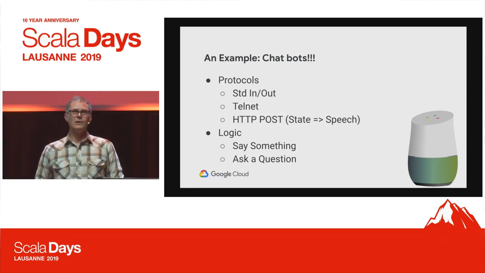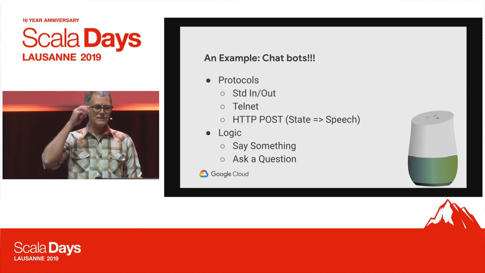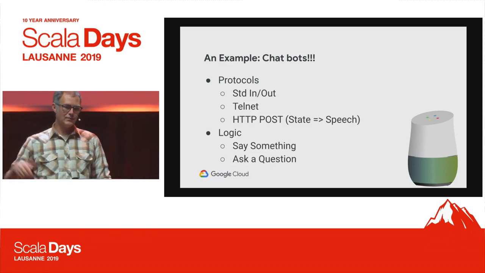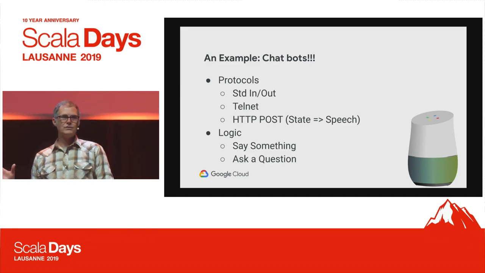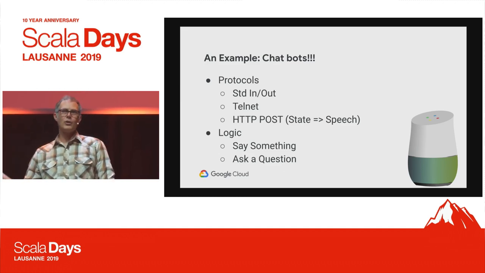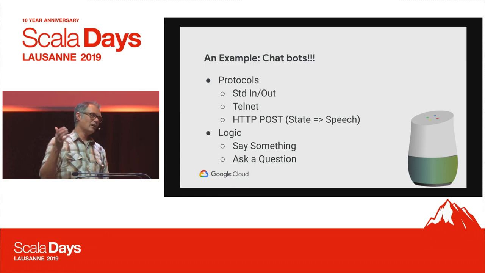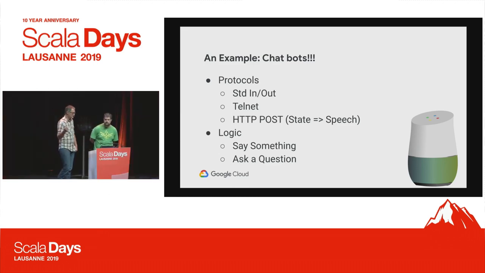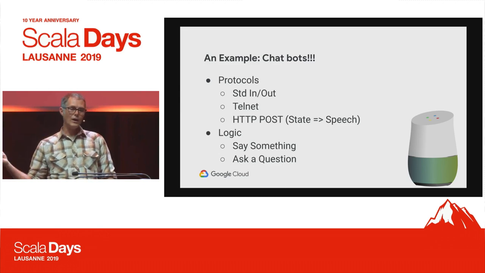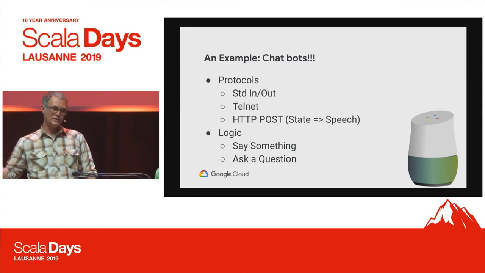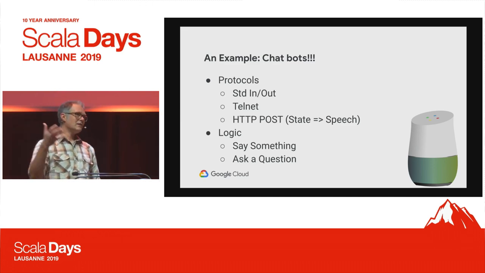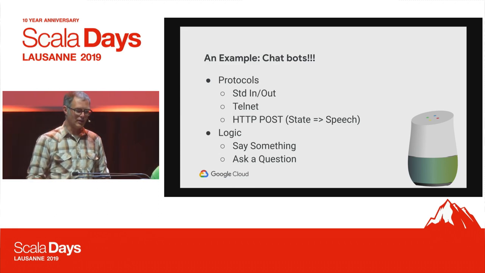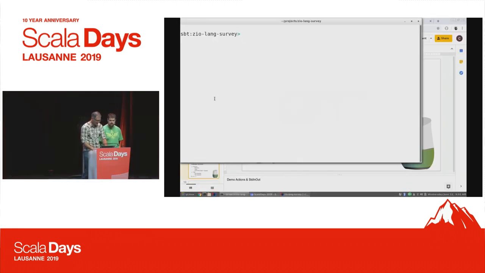So we have an example that we built for this presentation using chatbots. I want to show you just a little bit of that, and then at the end we'll see the whole thing. Just a little bit of background on our chatbot: we wanted to illustrate different environments by providing different protocols that our chatbot can talk through. So we've got a protocol for standard in and standard out, telnet, and then HTTP post coming from Google Cloud for a Google action, which gives us some state, and then we return some speech back. So the logic that we want to program to is really just the things we want to say and the questions we want to ask and receiving the answers back. So that's our little chatbot, and I'm going to show you the standard in, standard out version of it.